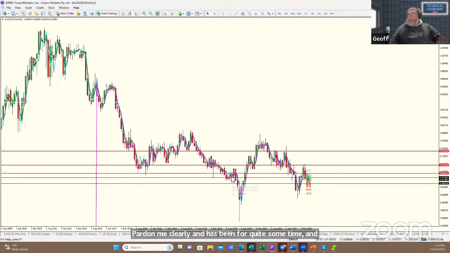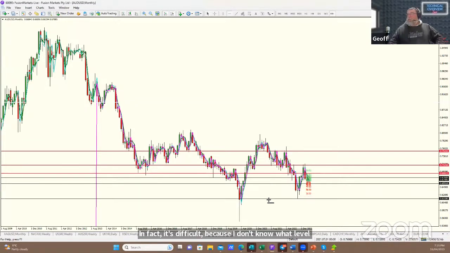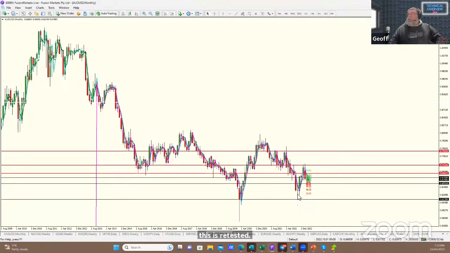Yet there is signs of life in that this big rejection bar down here of almost 50% has come back to the, in fact, it's difficult because I don't know what level this is retested. I really don't. And that's what I'm always looking for. There's the level you should, well, I suppose that's it, right? That's the level that should have been retested. I guess it was to a degree.